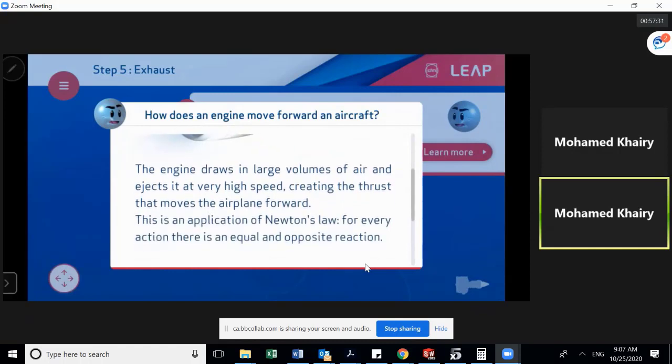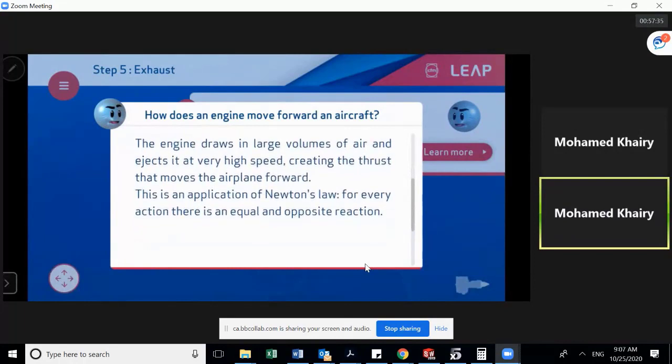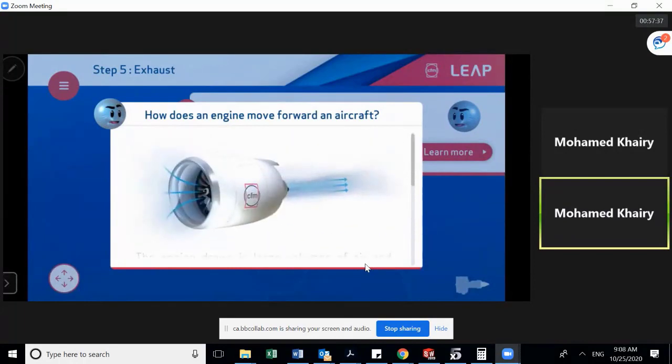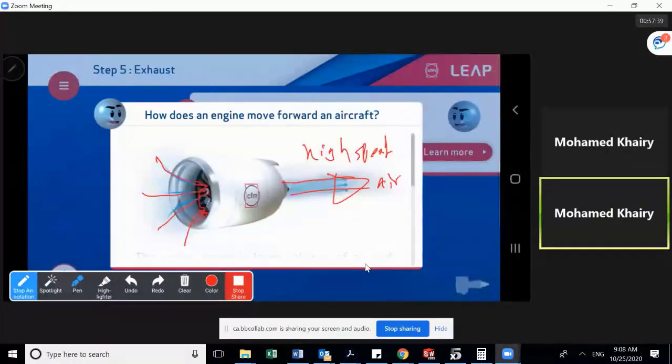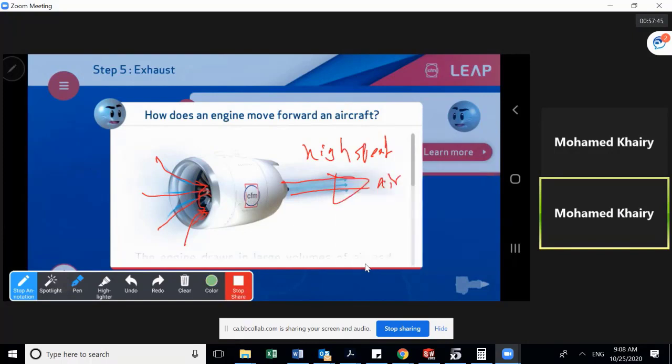This is an application of which Newton's law? For every action, there is an equal and opposite reaction. So the action here is the air which is moving backward at a very high speed. Then the reaction would be a force equal to that, which will create the thrust that moves the airplane forward. Okay, so this is the answer for the last question.